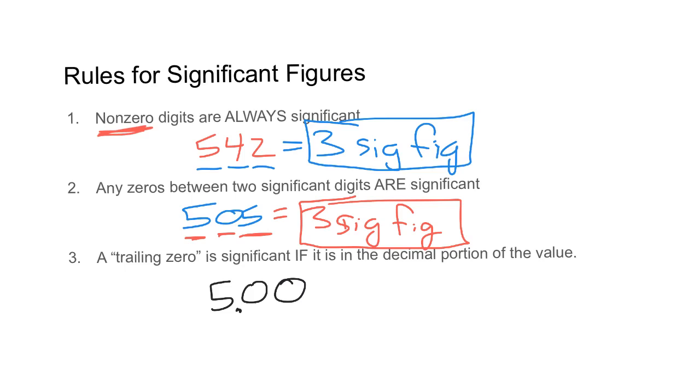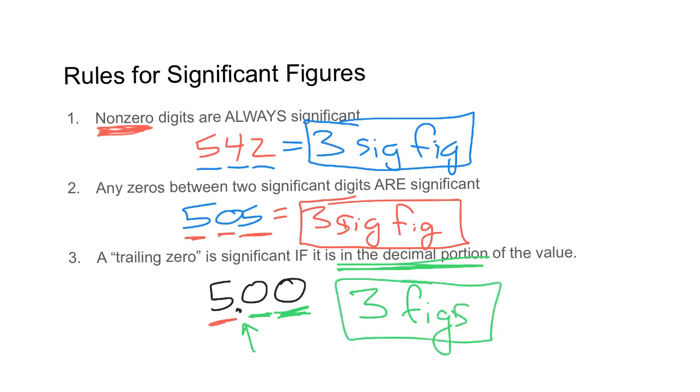So if I put 5.00, I know that this number is significant because it is non-zero. I know that this 0 right here is significant because it is in the decimal portion of the value. And so since it comes after this decimal point right here, these two numbers are significant, and this would also have 3 sig figs. Those 3 significant figures. Okay, so those are your rules for significant figures on numbers that are significant.